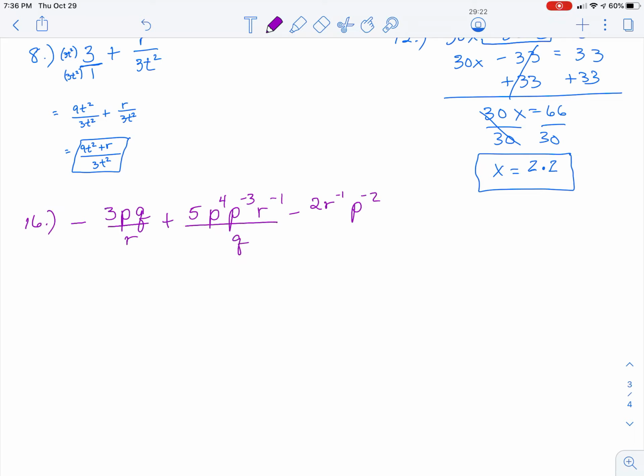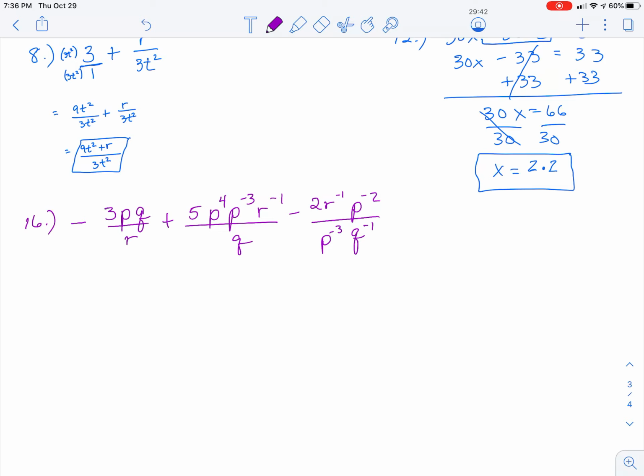This is all over q. And this is all over p to the negative 3rd, q to the negative 1st. I feel better if I can say it while I'm writing it. Okay, so on this one, the directions simply state that we're going to simplify it by adding like terms.